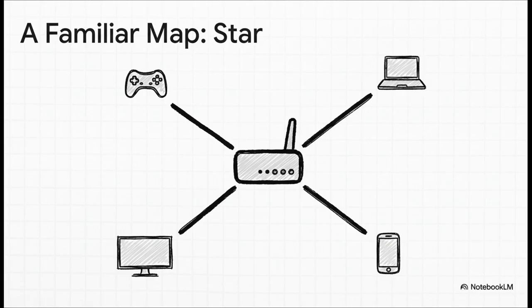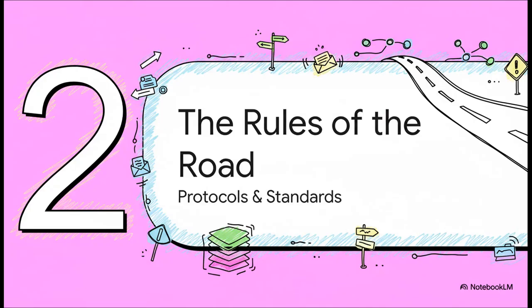Your Wi-Fi router, that's the central hub. And all your devices, your laptop, your phone, your console, they're all spokes. If your laptop loses its connection, it doesn't matter to your phone because everything talks independently through that one central point. So we've got the connections and we've got the map.